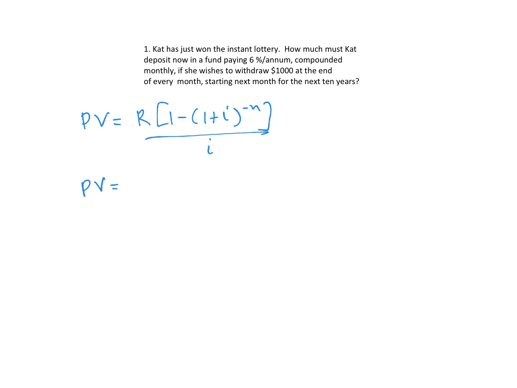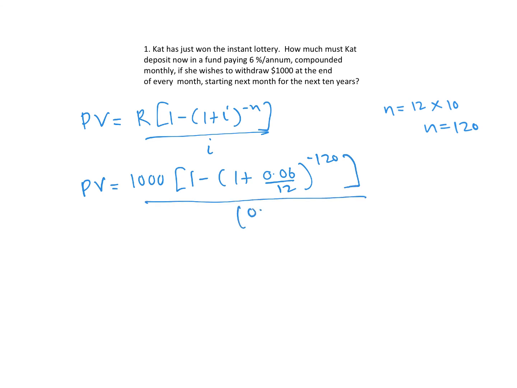Okay, so we want to know the present value. So what lump sum does she need to put in so that she has enough money to withdraw $1,000 for 10 years? So she wants to take out $1,000. The interest rate is 6%. It's going to be compounded monthly. N is going to be monthly for 10 years, so N is going to be 120. And then we're going to divide by the interest.